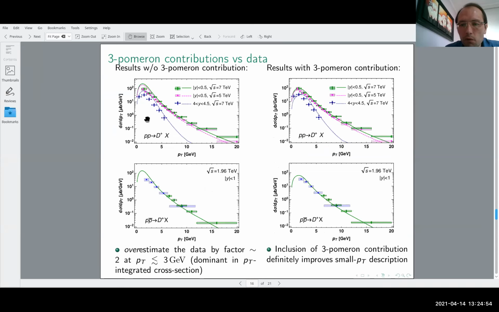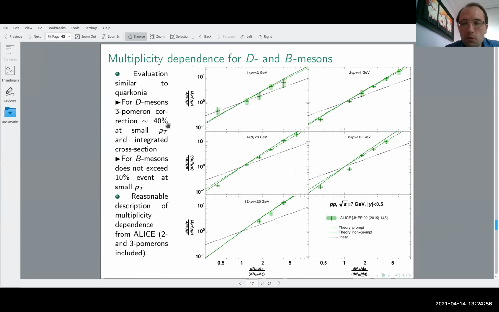So due to lack of time, I jumped directly to the discussion of multiplicity. We can see that actual description of multiplicity in this framework is quite decent when we take into account both 2 and 3 pomeron contributions. And we can see that experimental dependence clearly deviates from linear dependence, which is shown by dotted line.